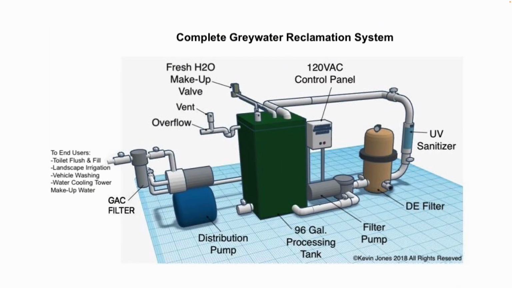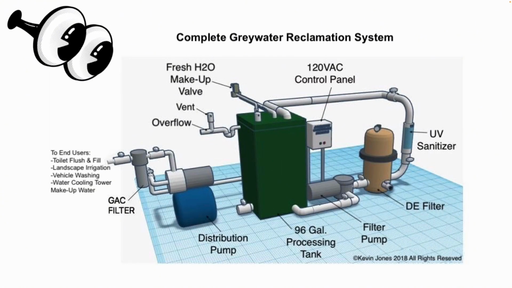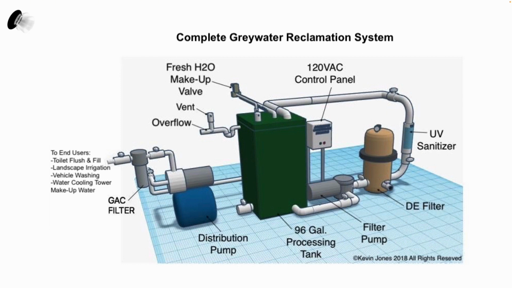So just a quick little overview. Here's what a complete greywater reclamation system looks like. Always check with your local authority having jurisdiction if your area requires a plumbing permit for this or not. But sort of the basic principle of the way this system works: your water from your bathroom sinks, bathtub, and washing machine will flow into this processing tank.